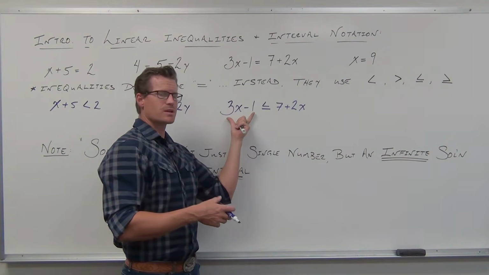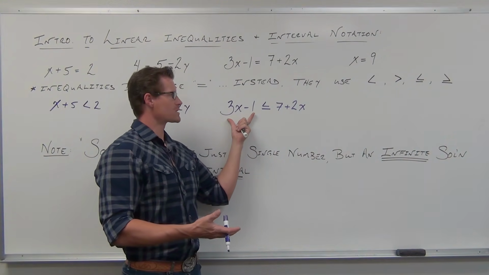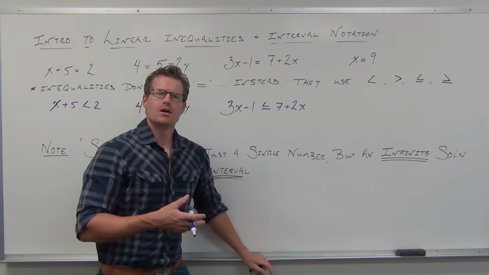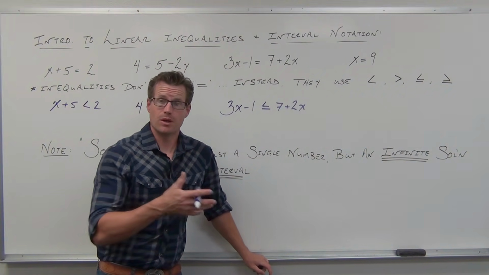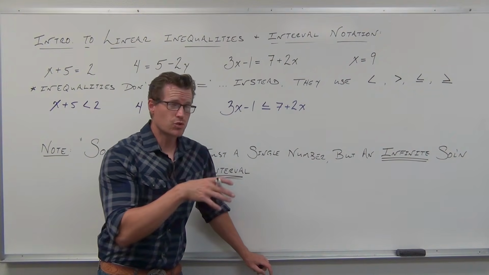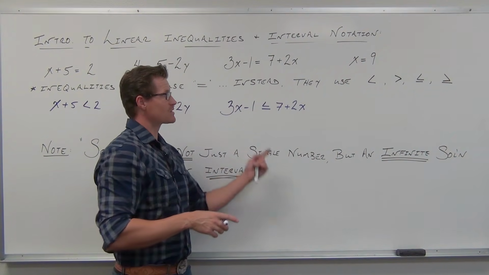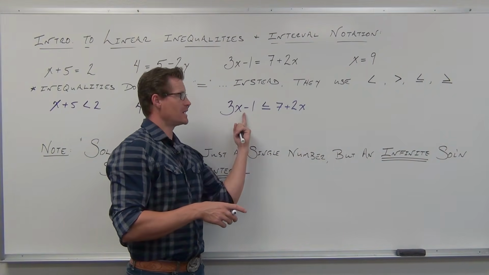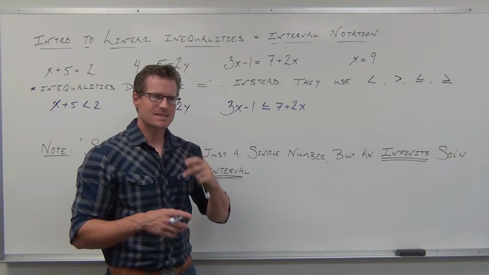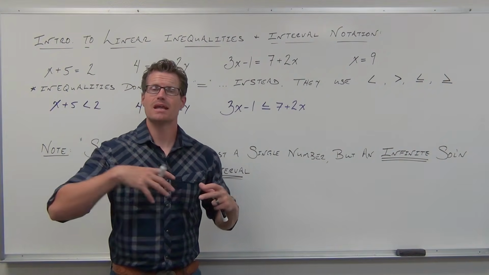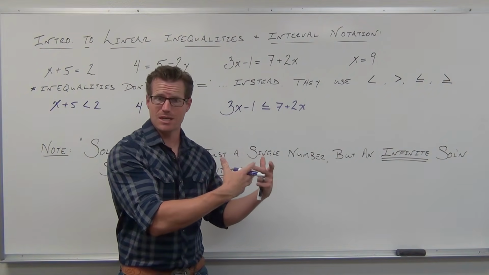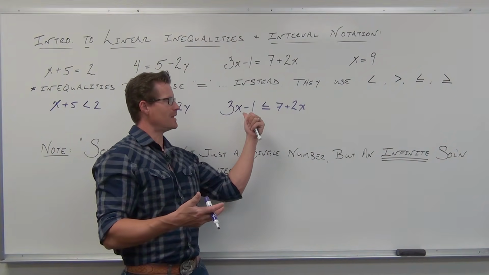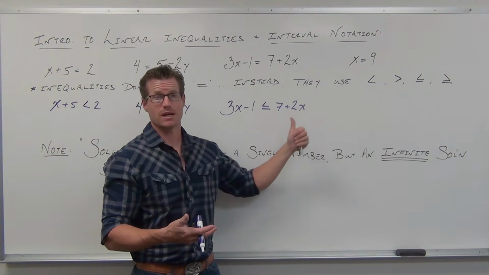So this statement is said, 3x minus 1 is less than or equal to 7 plus 2x. So what happens is that if we plug in a number, we're going to say this is a true statement if the numbers make it so that the left side is less than the right side, or the left side equals the right side. So this takes the idea of an equation and just extends the idea. Sure, numbers that make this equal, they're solutions, that's great. But also numbers that make the left side less than the right side would also work.